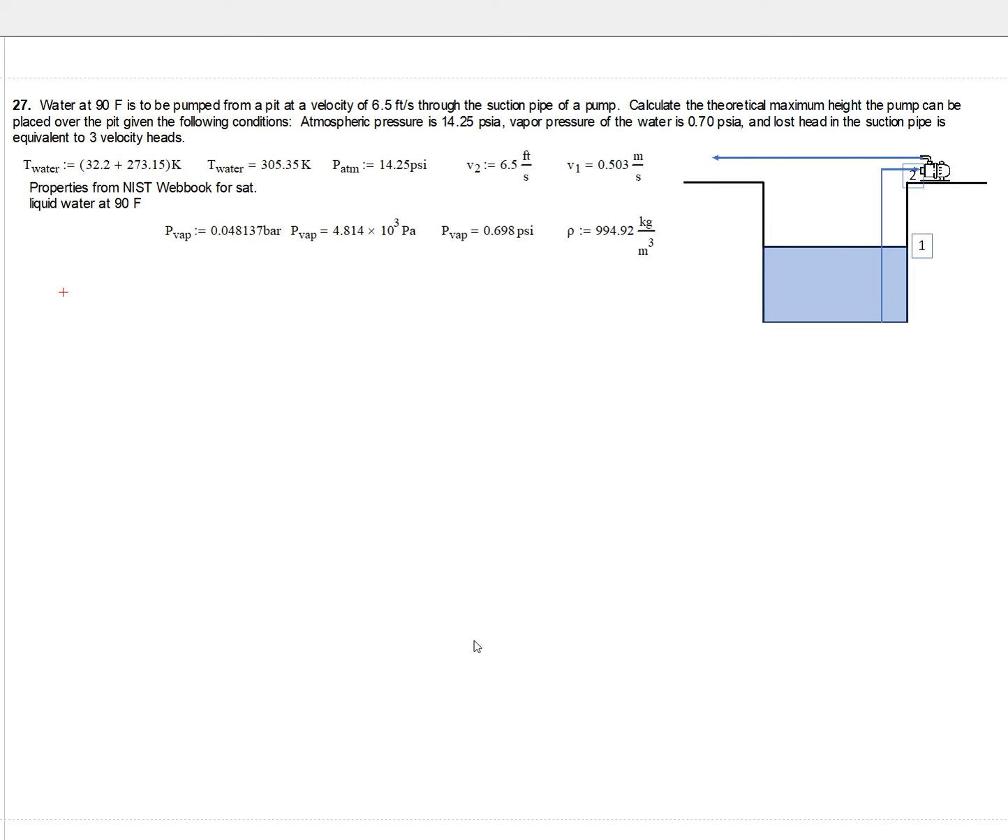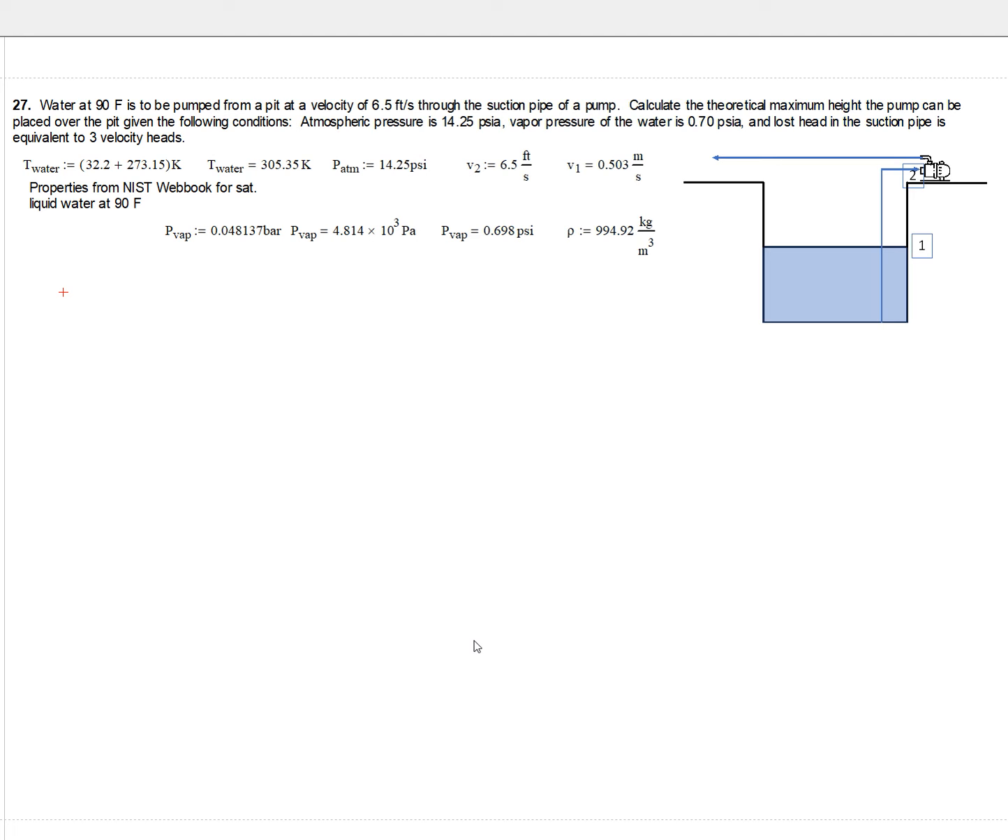In this problem we have water at 90 degrees Fahrenheit being pumped from a sump pit at a velocity of 6.5 feet per second through the suction side of a pump. We are asked to calculate the theoretical maximum height the pump can be placed over the pit, given the following conditions. We're told that the atmospheric pressure, so this is an open tank, open pit, is 14.25 pounds per square inch absolute.